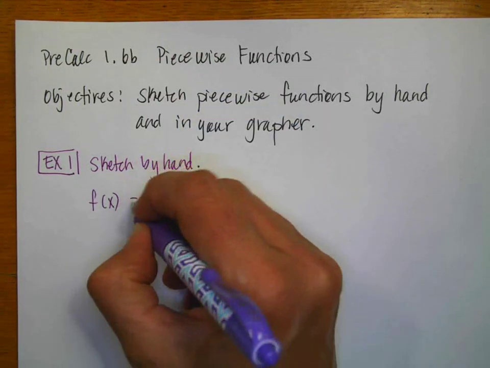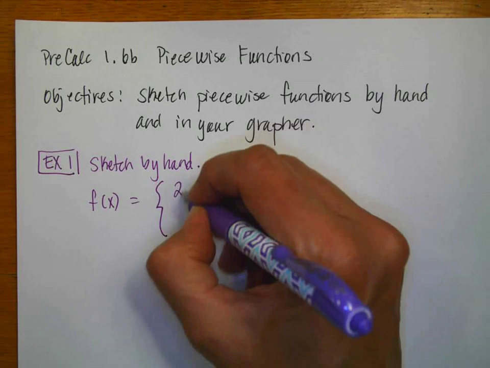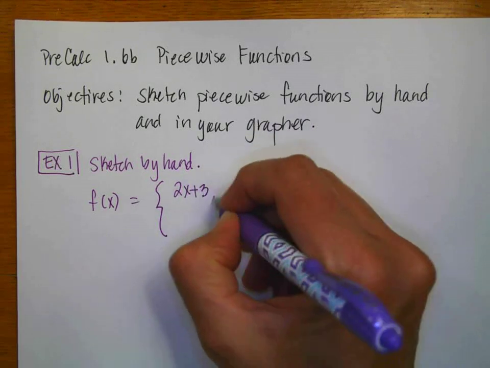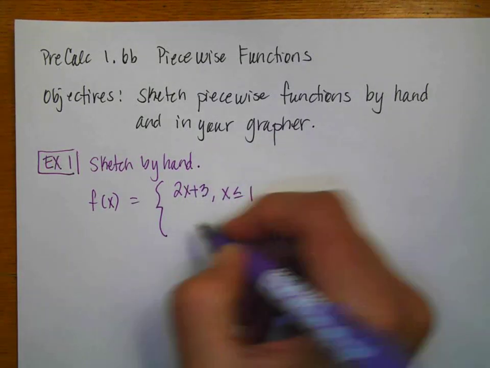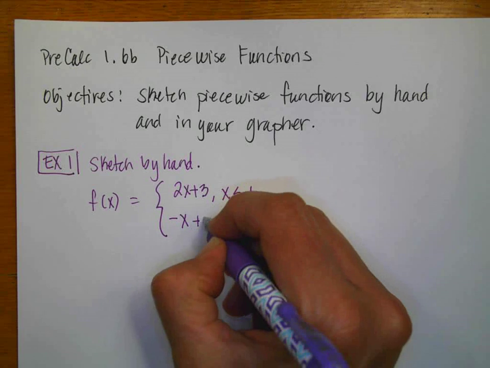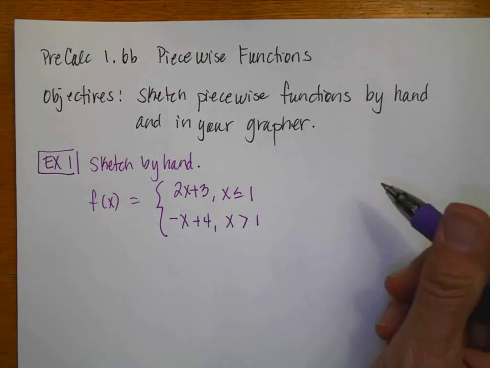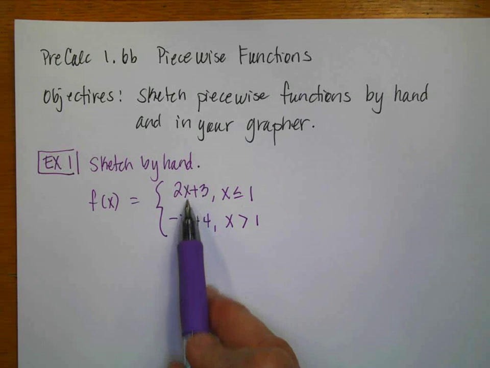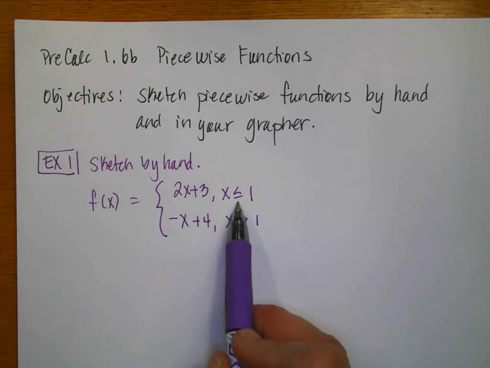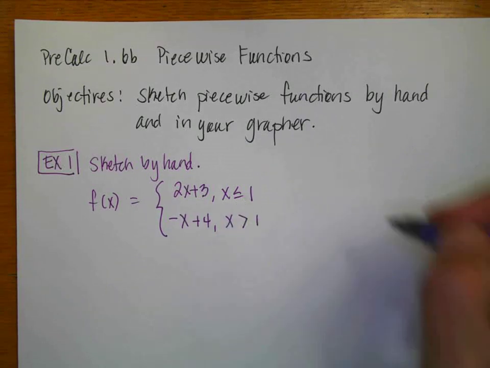Here's going to be your function. I'm going to have 2x plus 3 for x is less than or equal to 1, and negative x plus 4 for x is greater than 1. Remember, a piecewise function is a collection of pieces of graphs, and their domains have been restricted.